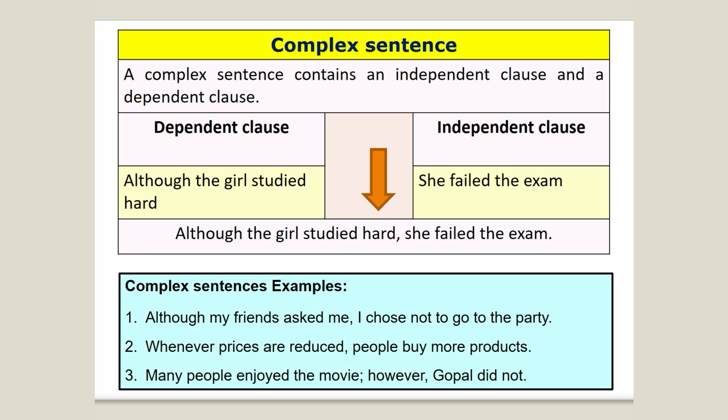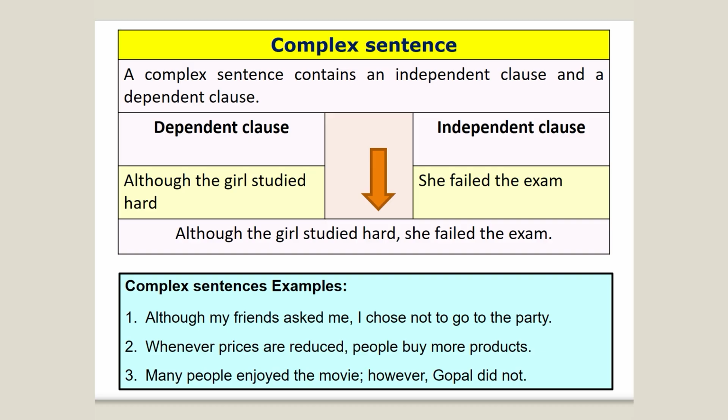The next is the complex sentence. What is a complex sentence? A complex sentence contains an independent clause and a dependent clause. Here we are dealing with two types of clause. Both clauses are included here: the dependent clause followed by the independent clause. In a compound sentence we had only independent clauses in both places. So here, what are the dependent clauses?